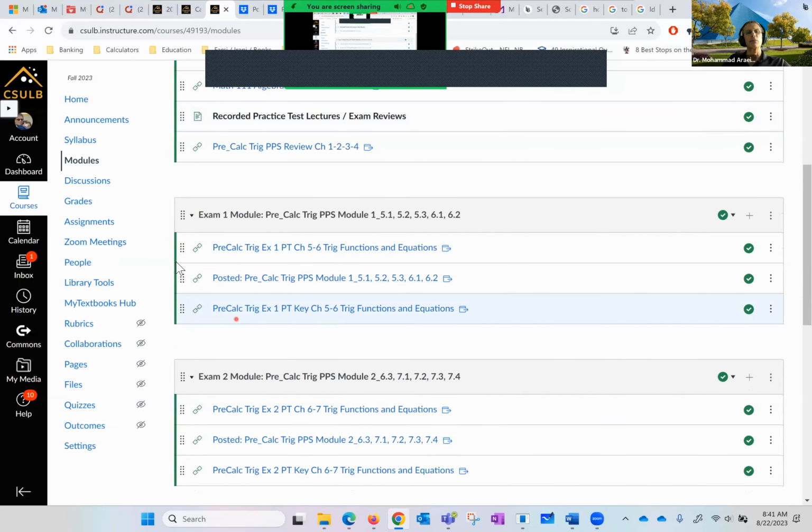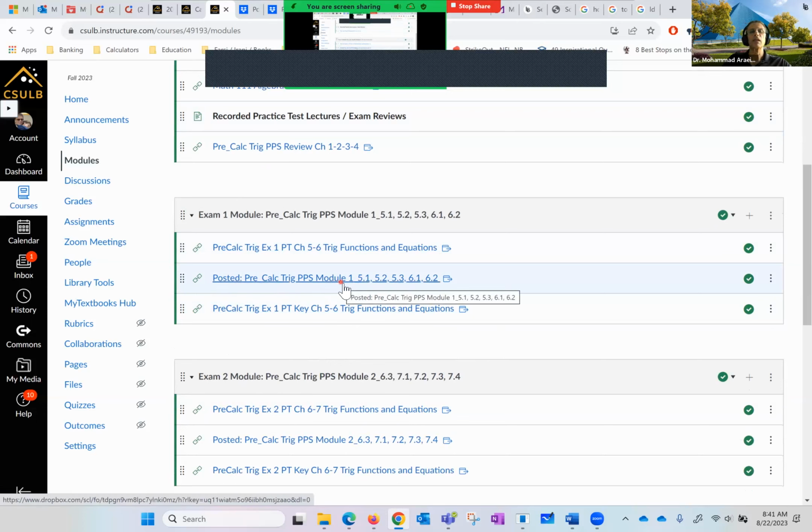And what is this exam 1 module? First, we have the practice test. Last, we have the key to the practice test. In the middle, we have all the PowerPoints where we can download them. You don't have to write anything until you get to the examples where we do them step by step.